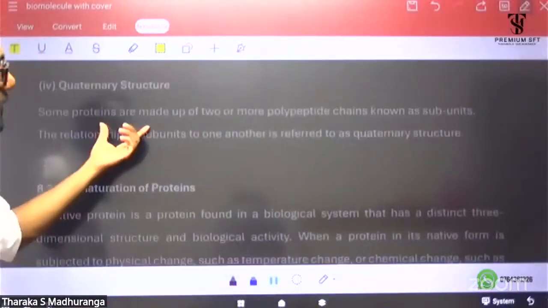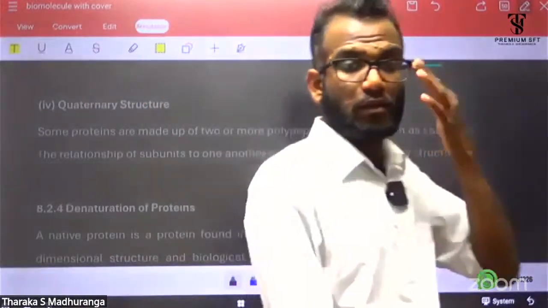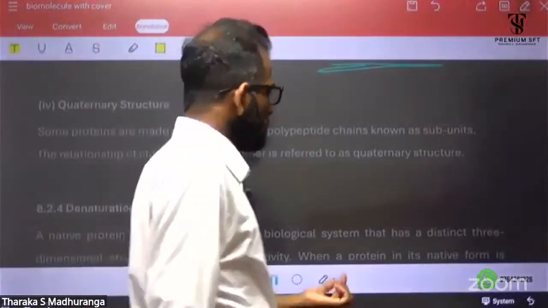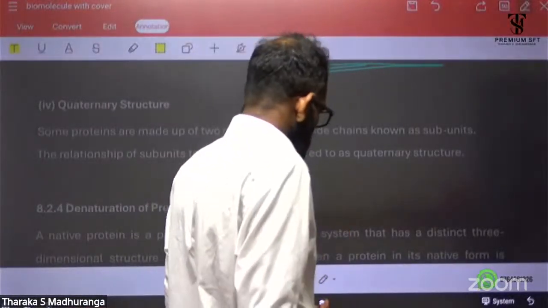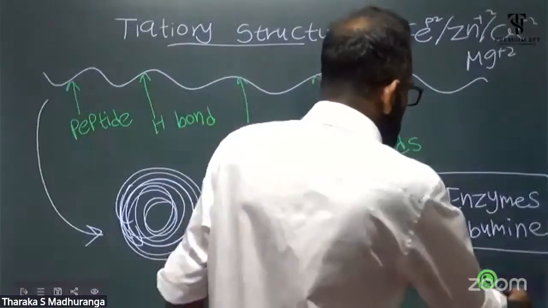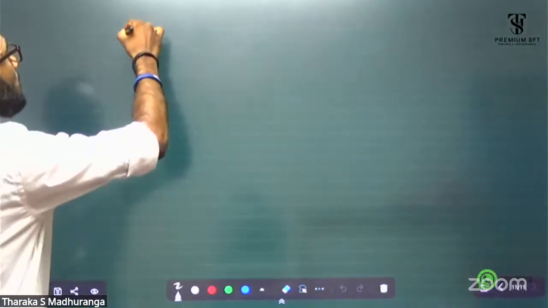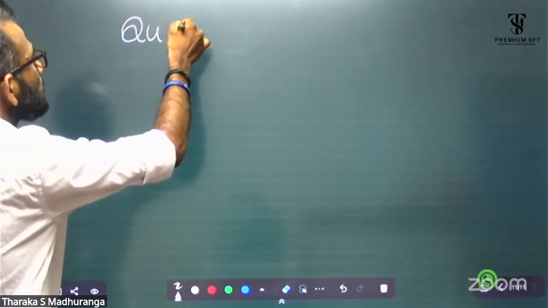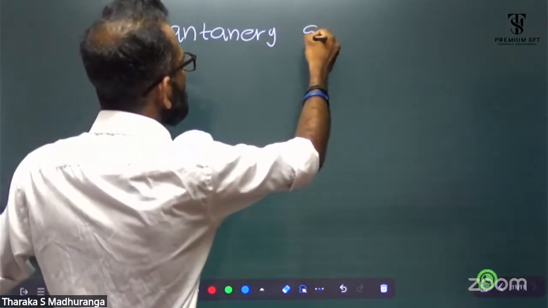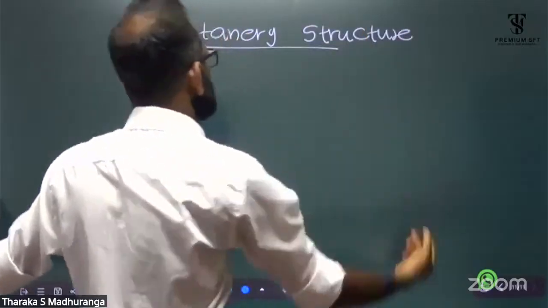Okay, final structure, the quaternary structure. Now it's simple. Quaternary structure.